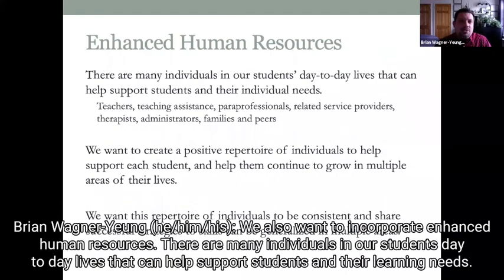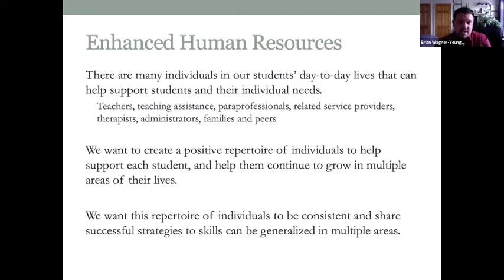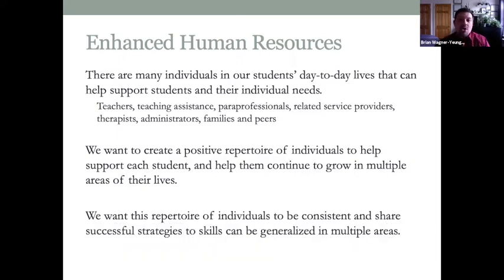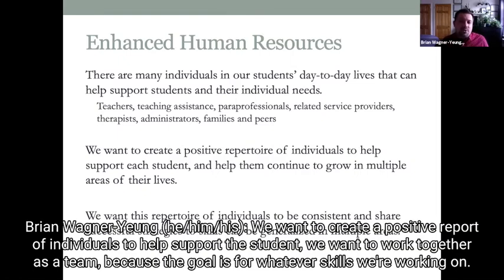We also want to incorporate enhanced human resources. There are many individuals in our students' day-to-day lives that can help support students and their learning needs. These include our teachers, TAs, paras, related service providers, therapists, administrators, peers, and family members. We want to create a positive rapport of individuals to help support the student.